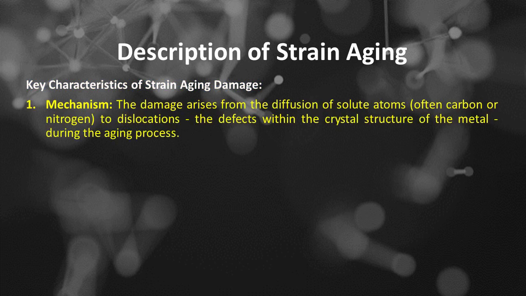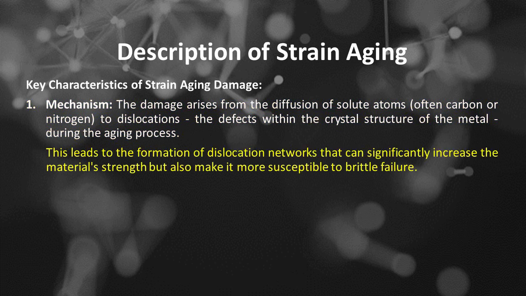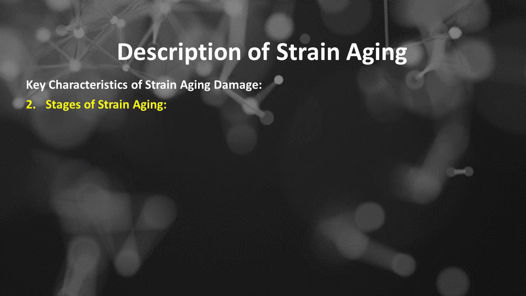Number 1 is mechanism. The damage arises from the diffusion of solute atoms, often carbon or nitrogen, to dislocations, the defects within the crystal structure of the metal, during the aging process. This leads to the formation of dislocation networks that can significantly increase the material's strength but also make it more susceptible to brittle failure.